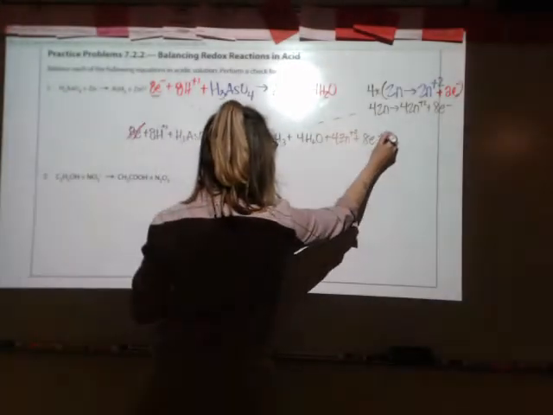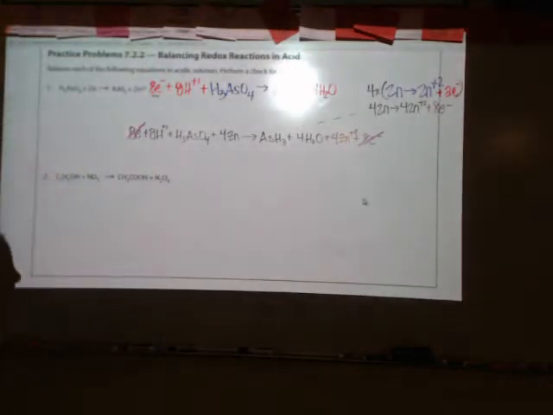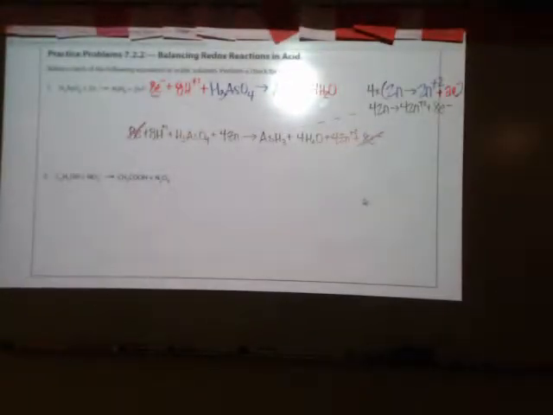Can we cancel out the electrons or is that not it? Yep, you get to cancel electrons because we have 8 electrons on each side. And I think that's it. What do you think? Not bad.